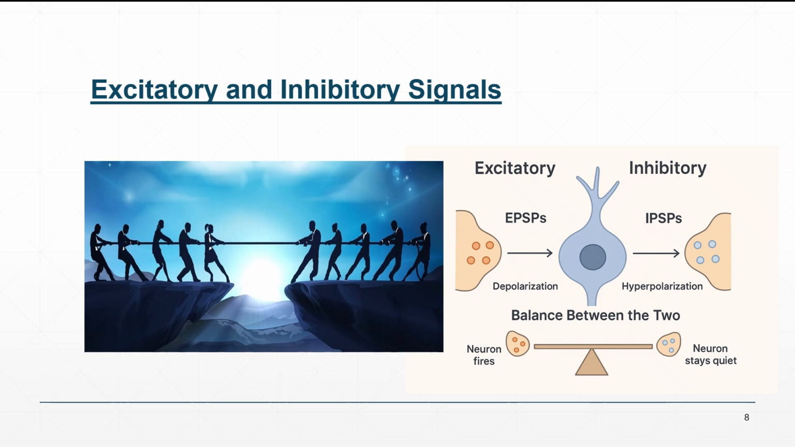EEG doesn't measure a single neuron. Instead, it records the summed effect of thousands of neurons receiving these excitatory and inhibitory signals at the same time. So when we see a wave on the EEG, it represents the large-scale rhythm of this push and pull happening across the cortex.